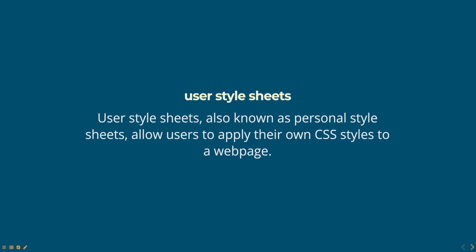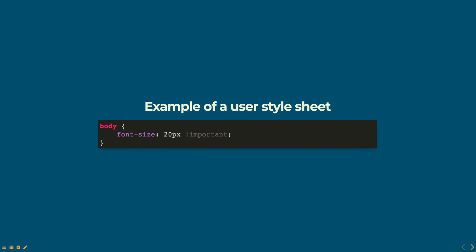Users can create their own style sheet, which is then applied to all websites they visit, or they can apply styles to a specific website using a browser extension or plugin. Here is an example of a user style sheet that increases the font size on a web page. In this example, the user has created a style sheet that increases the font size on the web page to 20 pixels.